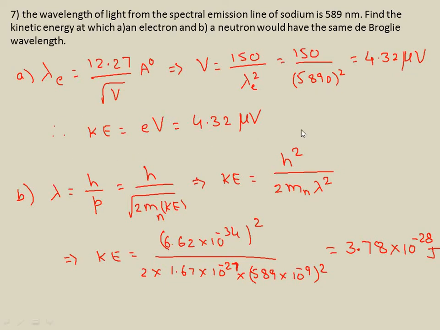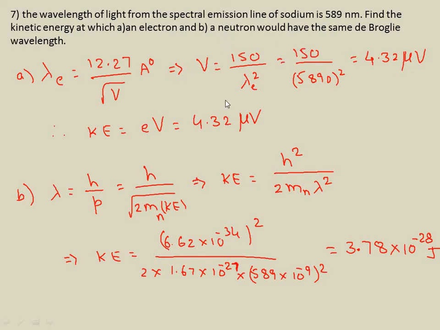Remember that the kinetic energy for this entire value is nothing but eV. So eV is nothing but this value, 4.32 microvolt. That is the kinetic energy. Can I write it down like this? Okay. And the second one, neutron.